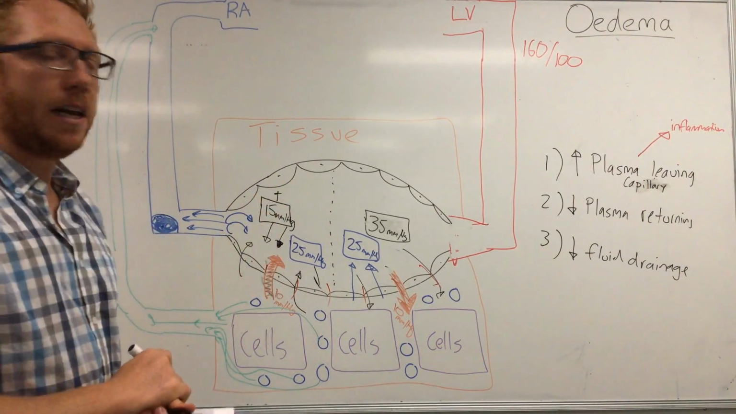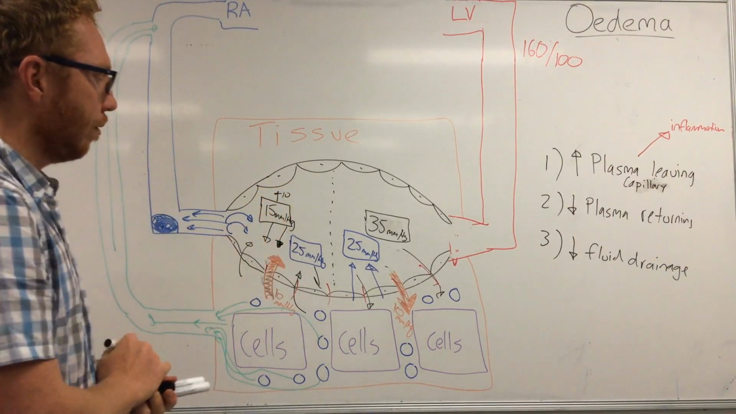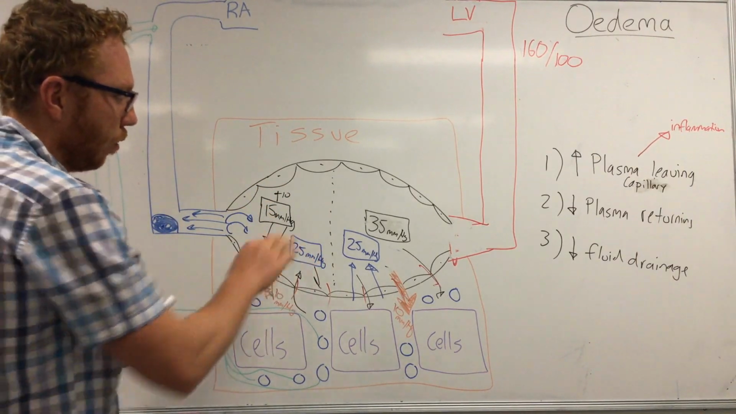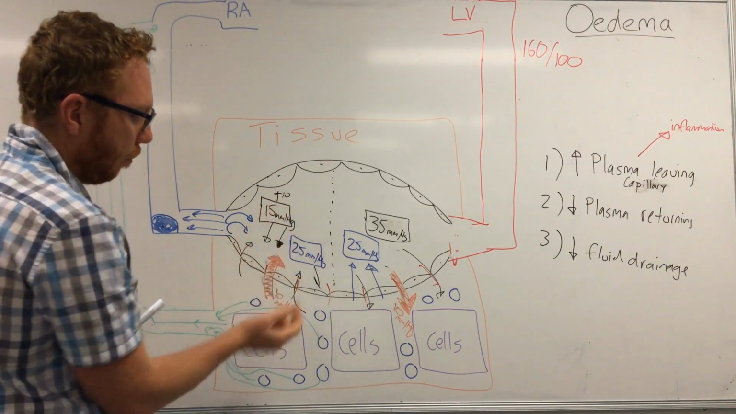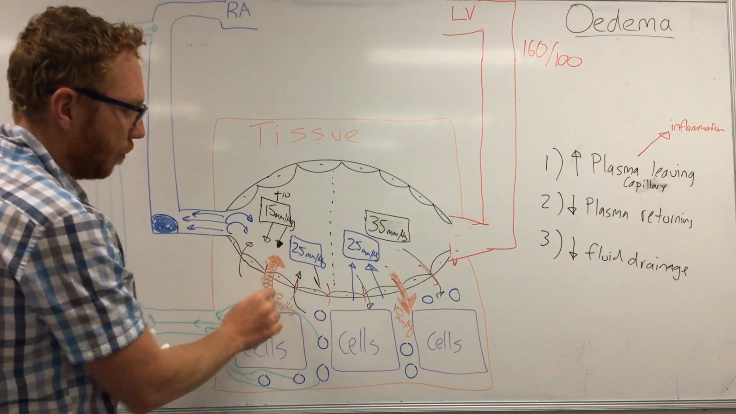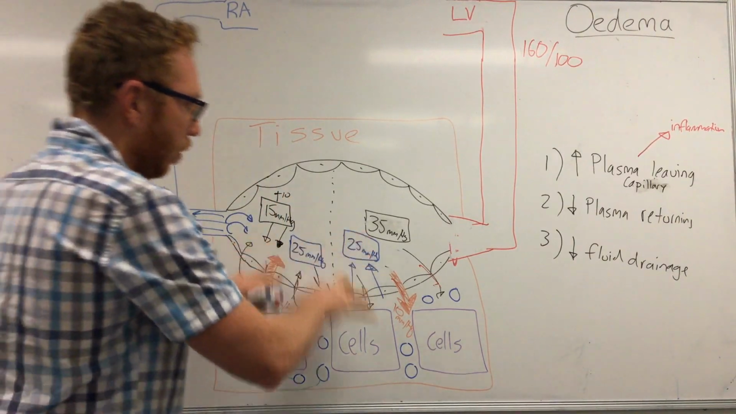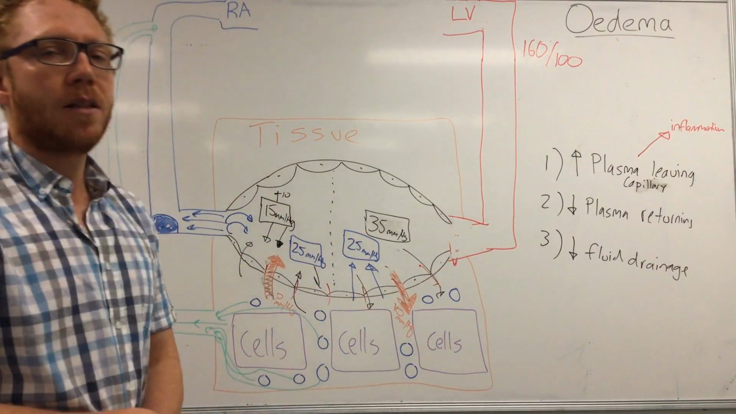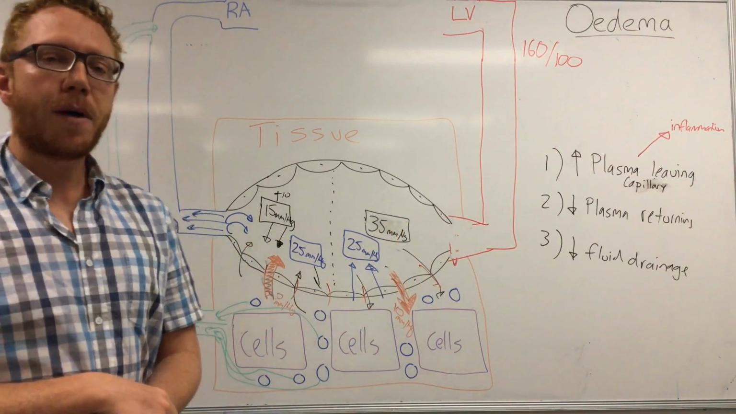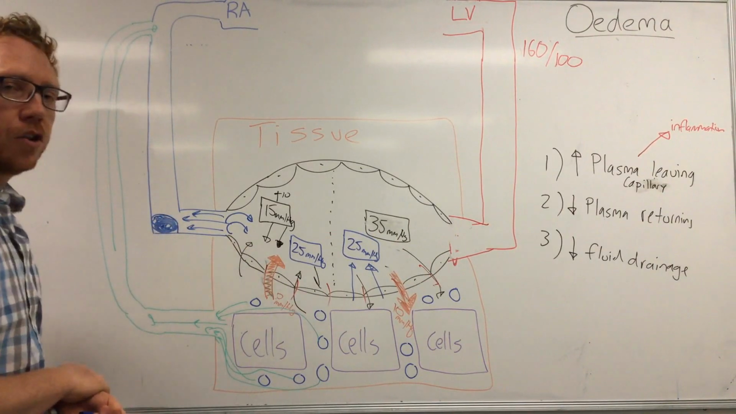So instead of 15, let's say it goes up to plus 10, so it goes to 25. So if that's 25 and that's 25, fluid can't be brought back in because we don't have that net filtration pressure now. It becomes 0, so no fluid is sucked back in. Therefore, fluid will remain out in the cells, or the tissue, should I say. Therefore, you get edema. So that could be through a venous blockage.